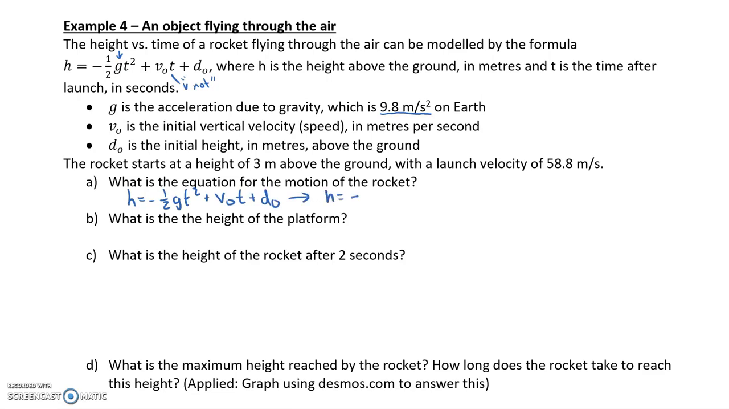So in this case, h equals -1/2 times 9.8 times t squared plus v naught, that is given to be a launch velocity of 58.8 meters per second. We don't need to put the units in there. We can just put 58.8 times time, plus d naught, it's launched from 3 meters above the ground. So that's our equation. We can simplify that one more step.